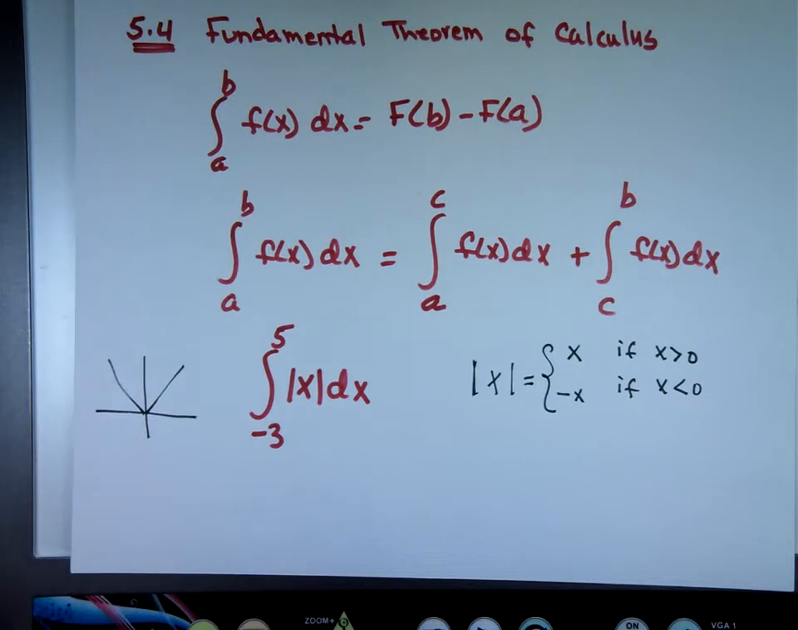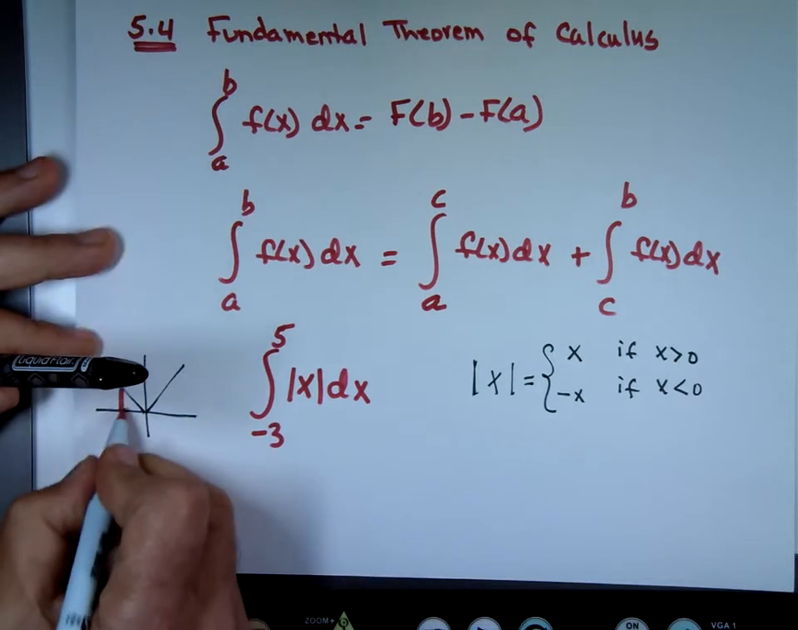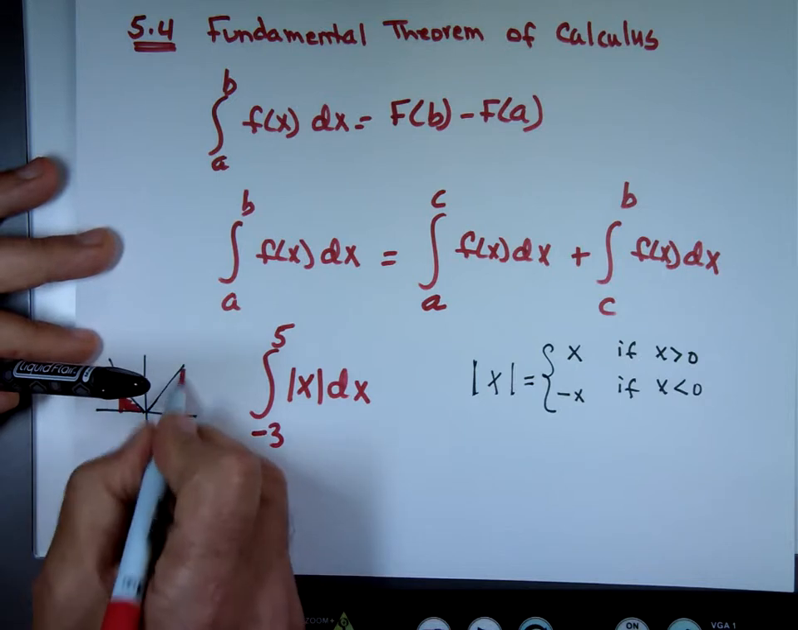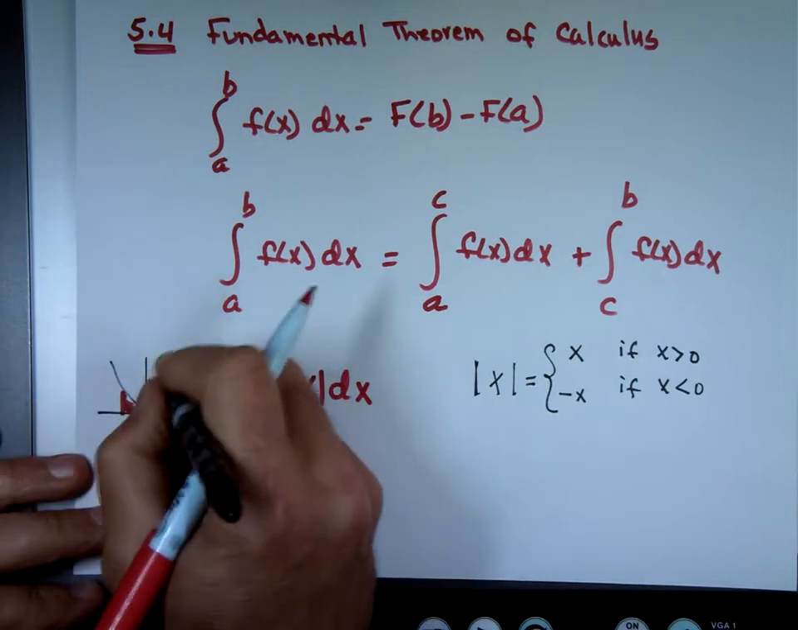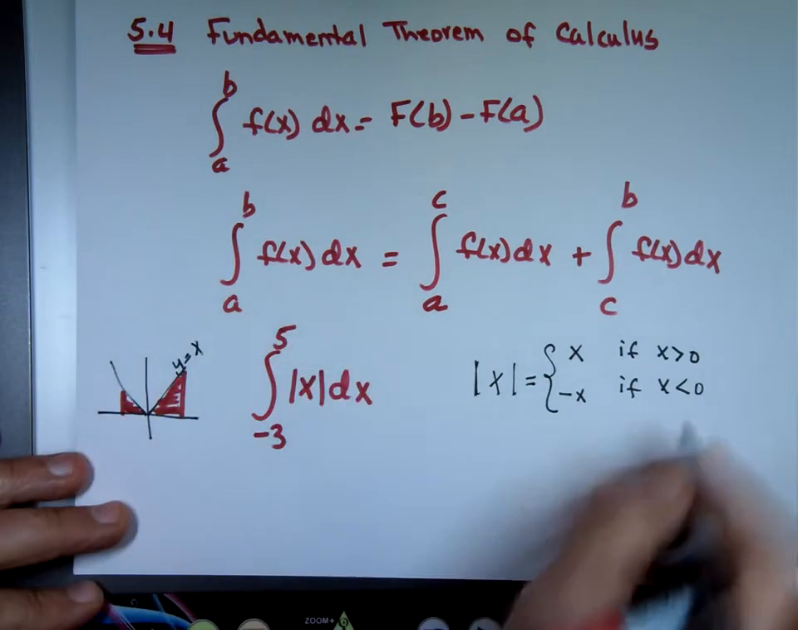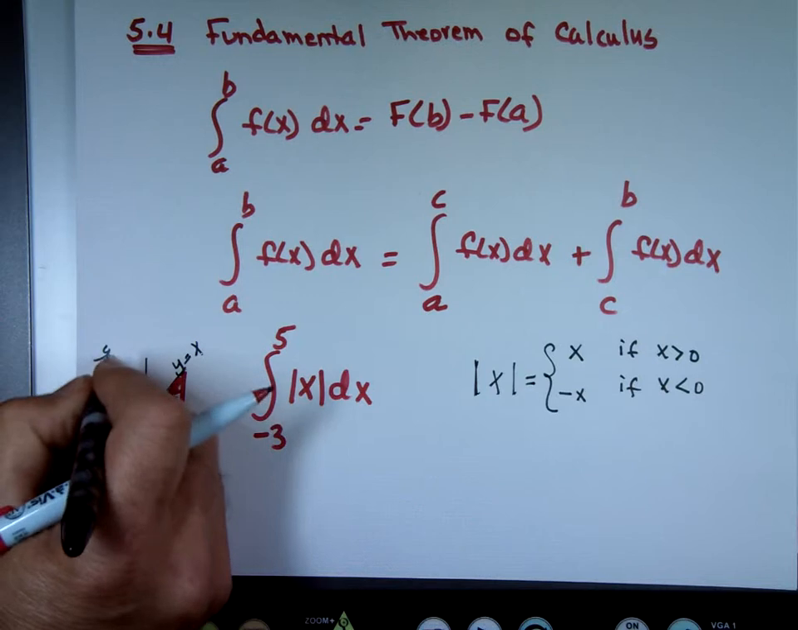So you want to find the area from minus 3, which is right here, to 5, which is right there. You're trying to find that area. It is not the same function. This one here, y equals x, right there. This one, y equals what? Negative x.